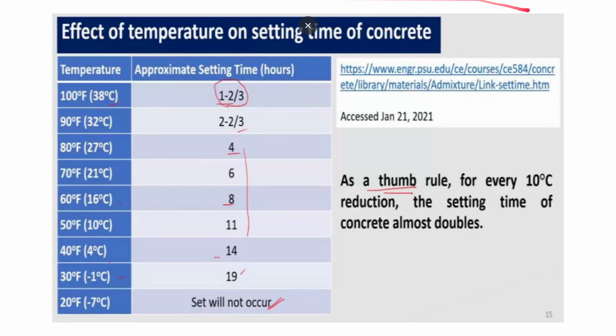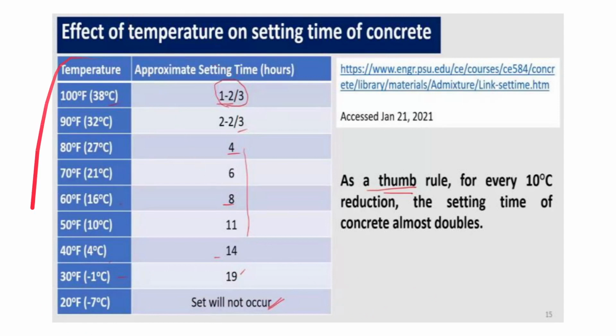And hydration. Here it has been plotted, the effect of temperature on setting time of concrete. As you can see, around 30 degrees centigrade, the setting time is basically 1 to 2/3 hours, which is basically our place; in India it generally happens in the summer season. As you decrease the temperature, the setting time starts increasing. At -1 degree centigrade it is the highest, more than 19 hours, and after -7 it will never set. That means the hydration has completely stopped.